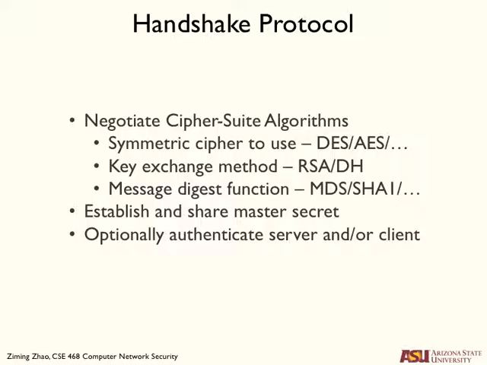The handshake protocol is used to negotiate the cipher suite algorithms. It will decide what symmetric cipher we're going to use, DES or AES. What kind of key exchange method we're going to use. We can use Diffie-Hellman, we can also use other public key like RSA. And also what kind of MAC algorithm we are going to use, we can use MD5 or SHA-1. After that, it will also establish the shared master key using this key exchange method, like I just discussed.